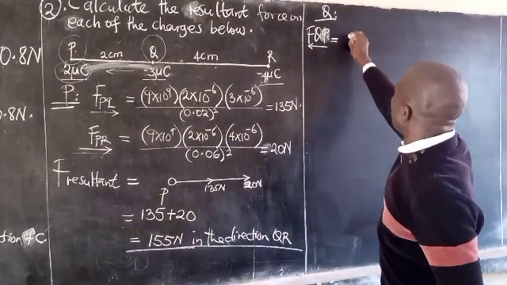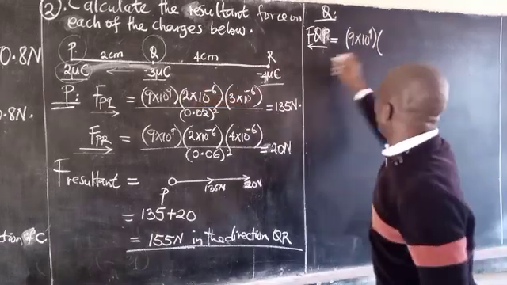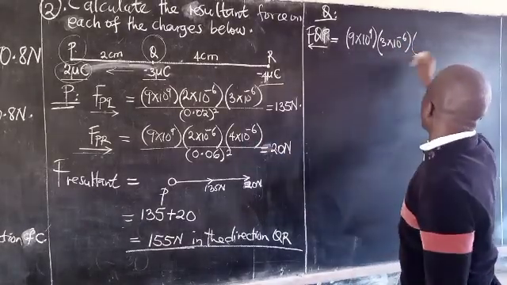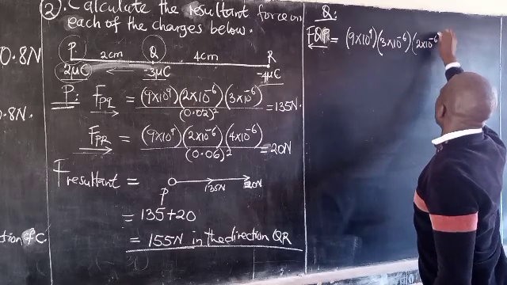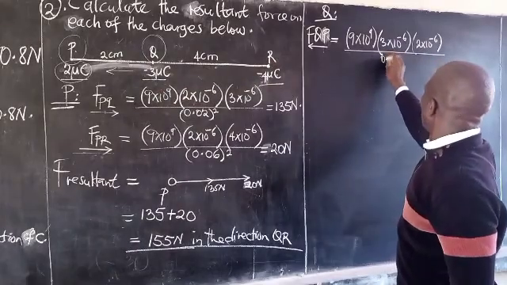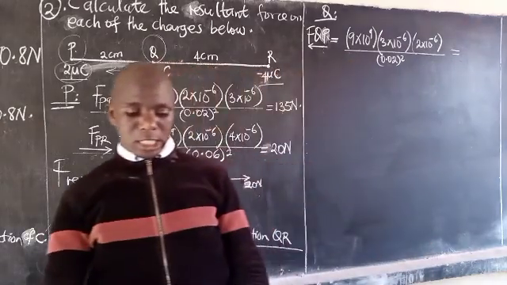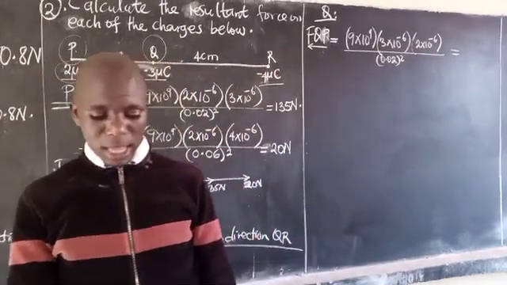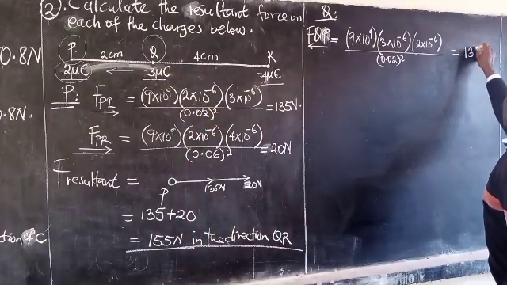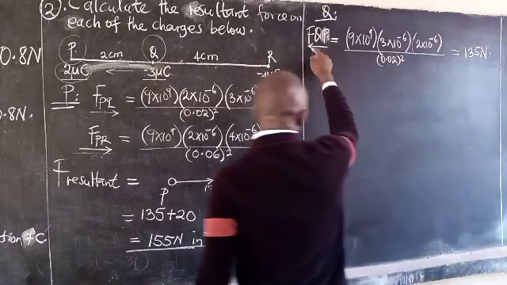And the magnitude will be, I know you have written, 9 exponent 9, then this one is 3 exponent negative 6, then that one is 2 exponent negative 6, then the separation is 0.02 squared. And when you press that on your calculator, you're supposed to get 135 newtons. That's the force in this direction.